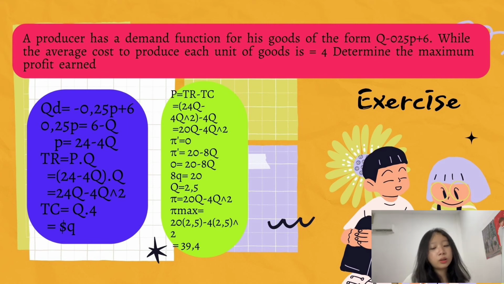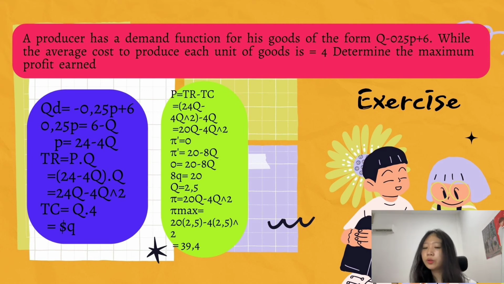And for the almost last one, it was profit. The way we find the profit is total revenue minus the total cost, where the total revenue was 24Q minus 4Q power of 2, minus 4Q, which gives the equation of profit: 20Q minus 4Q power of 2.